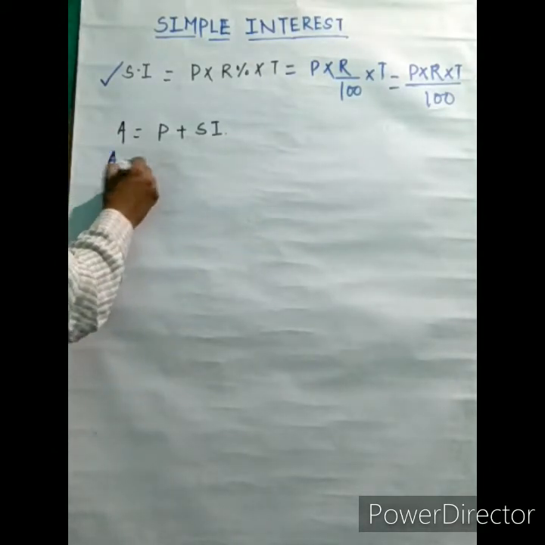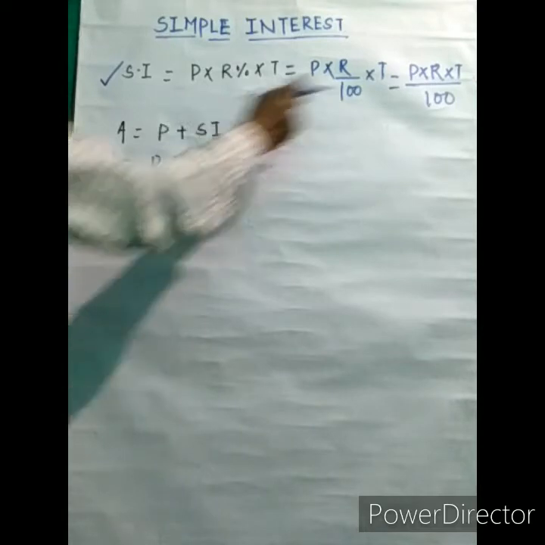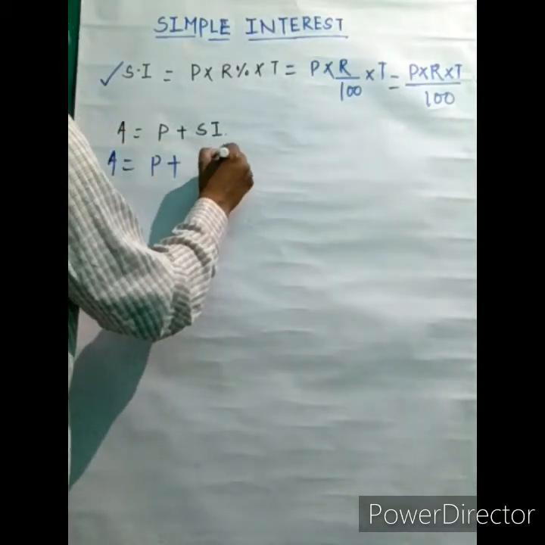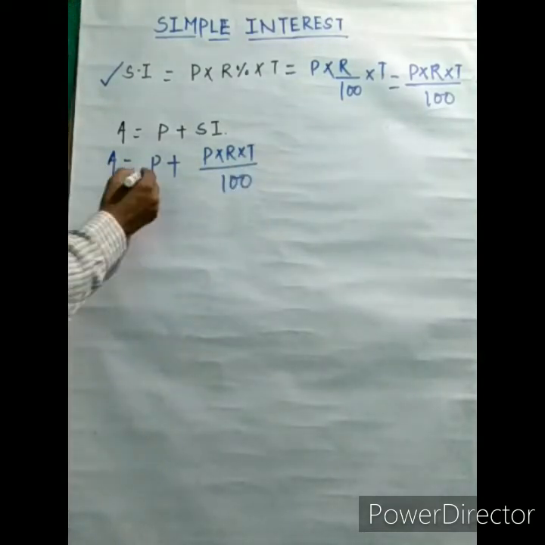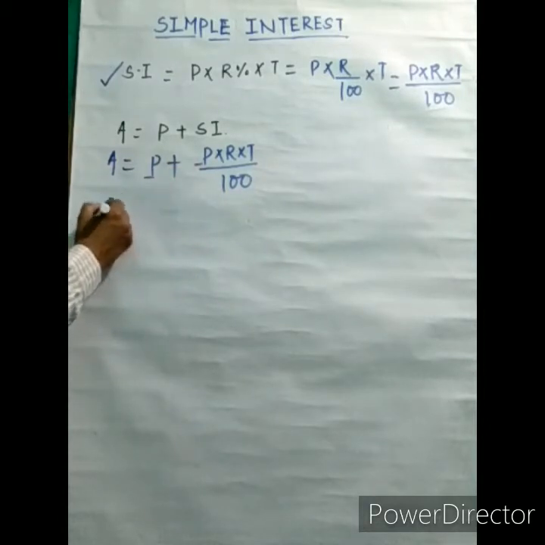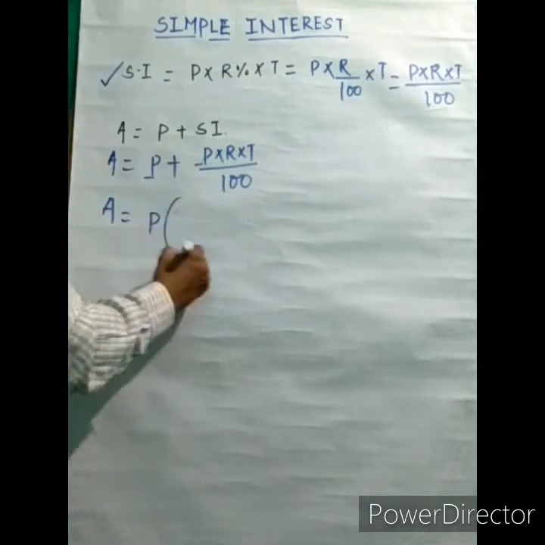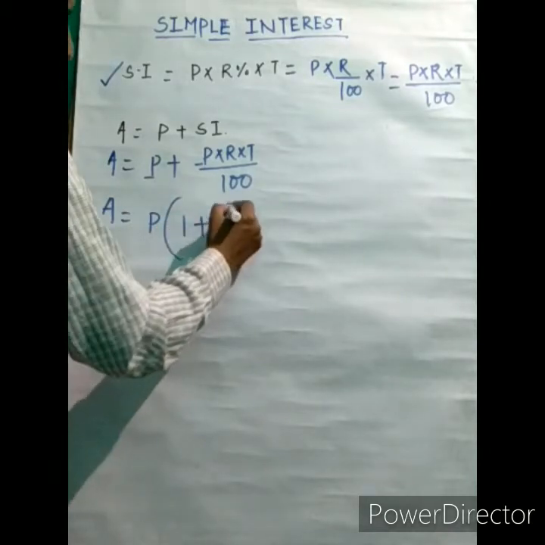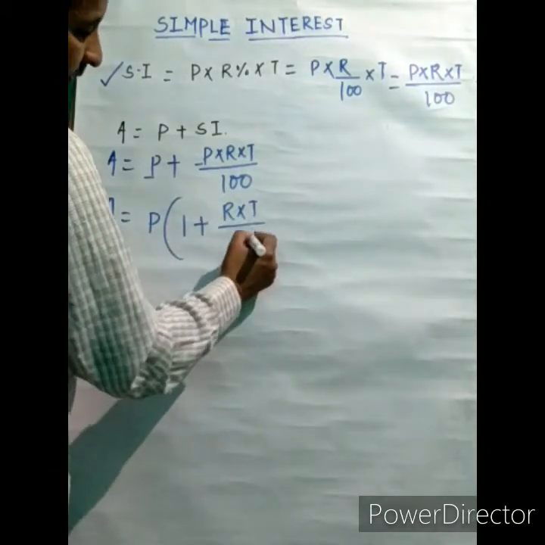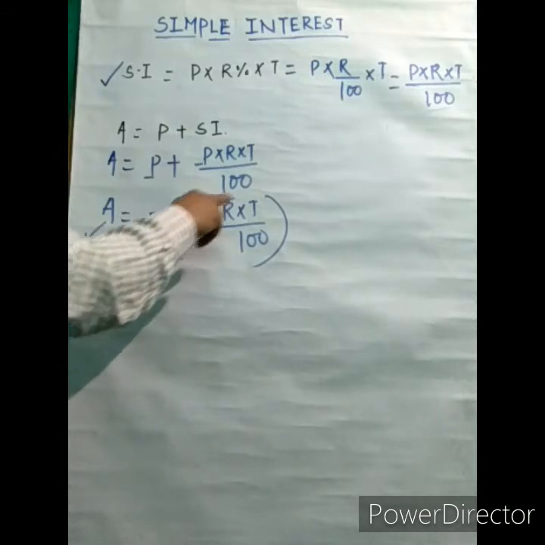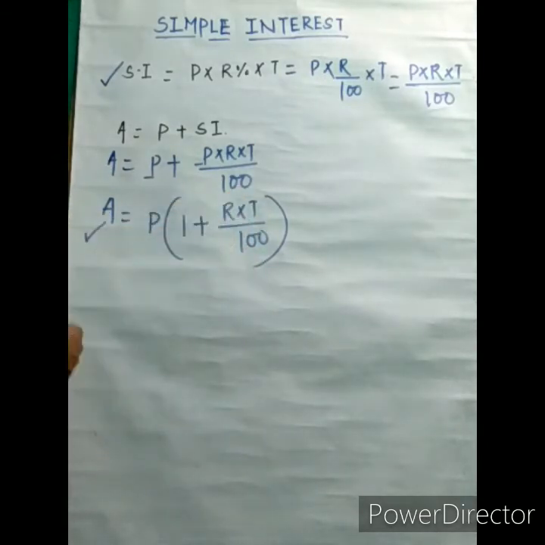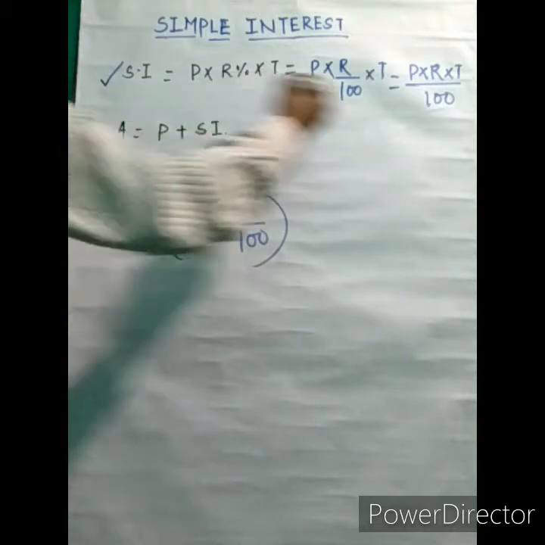So amount is equal to principal plus SI, which is P into R into T over 100. Here you can see this P is common. Amount is equal to P, you can take outside, and what is left is 1 plus R into T over 100. This also you can write as a formula. Amount is equal to principal plus interest, or amount is equal to P bracket 1 plus R into T over 100.